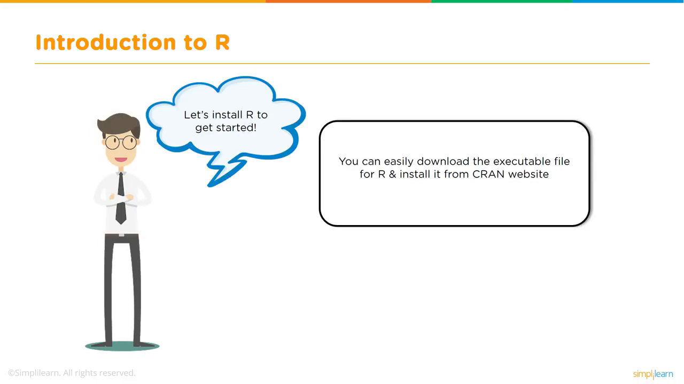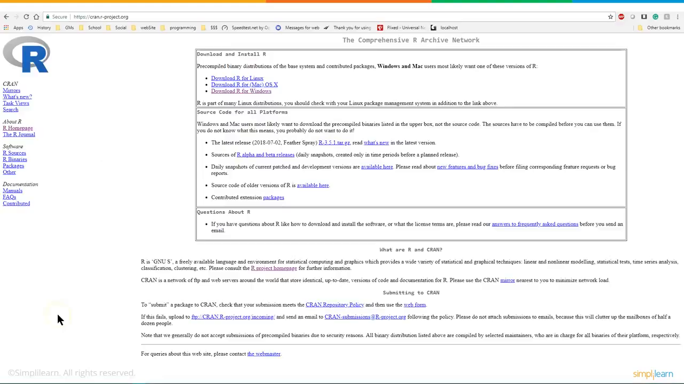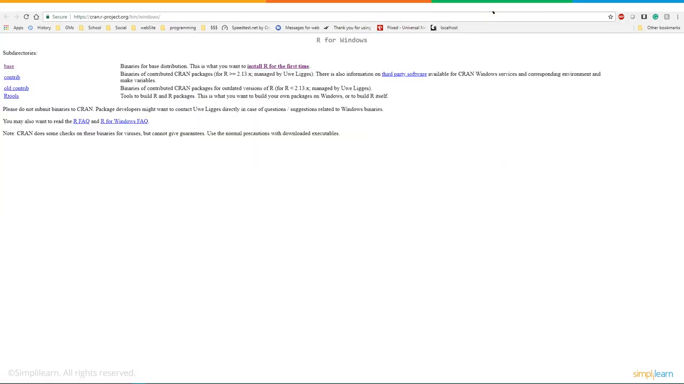You can easily download the executable file for R and install it from the CRAN website. If you go under the downloads, in this case since I'm on a Windows machine, we'll walk through it from the R 3.5 version for Windows. So here we are at https://cran.r-project.org, and you can see down here we have the different options for the downloads. If we go under Windows, which is what I'm on. If you're on a Mac machine, you can do the Mac or Linux.